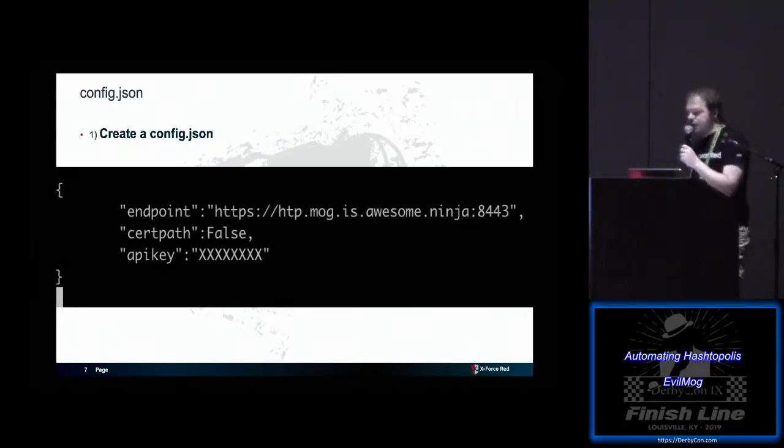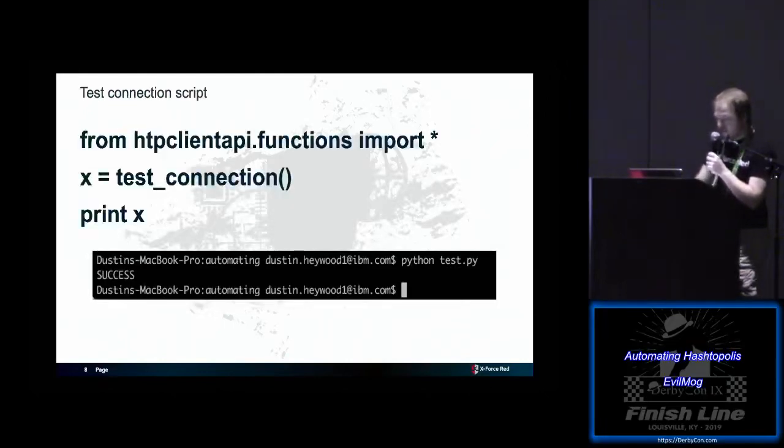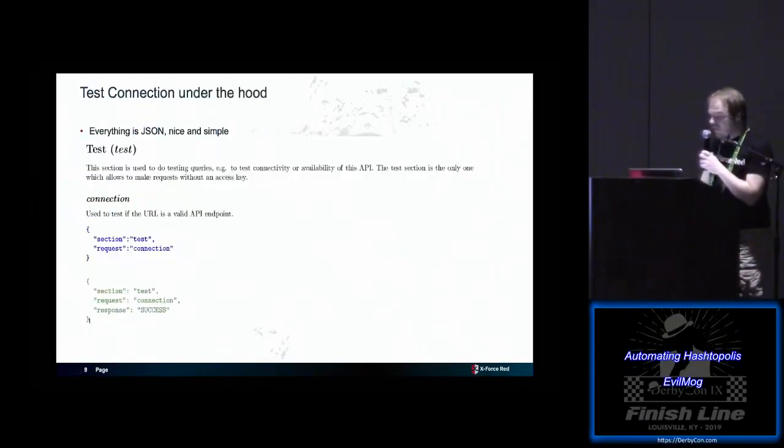First thing you do is you create a JSON file, you tell it your endpoint, tell it don't verify the certificate because YOLO, or you give it a path, have it certify, and you specify an API key. So that's step one. Step two, you need to go test your connection. So here's a simple Python script. You import the Hashtopolis API functions, tell it test the connection, print the results. If you get a success, you are good to go. Anything else, troubleshoot your stuff. This doesn't test your API key, this just tests to make sure that your service is online and running.